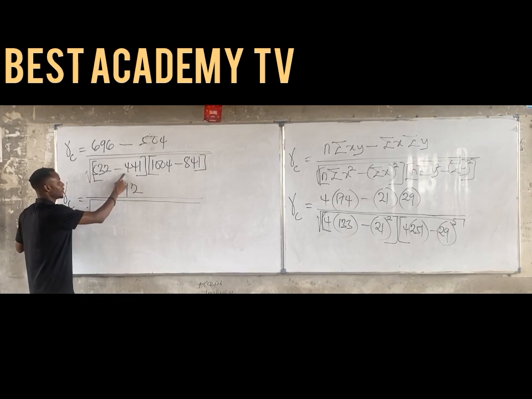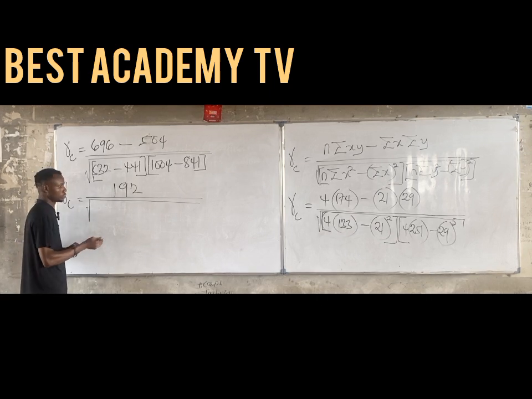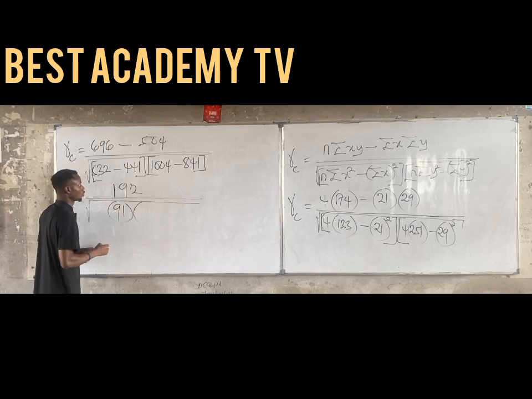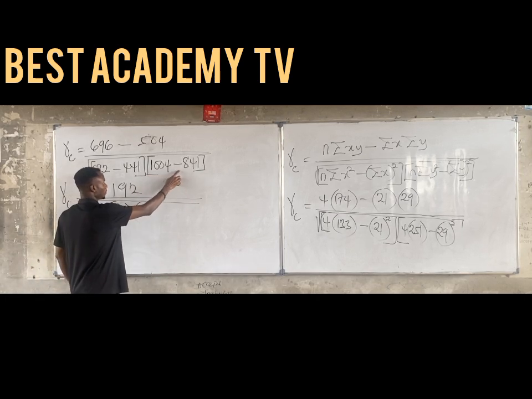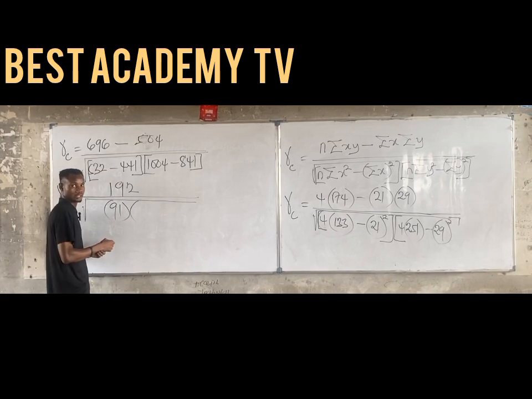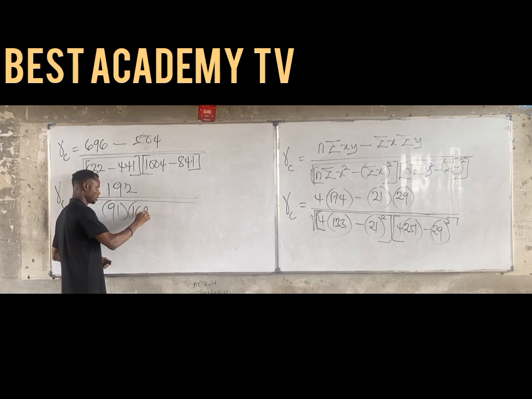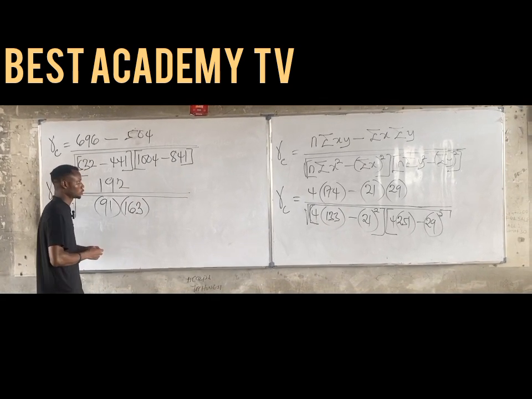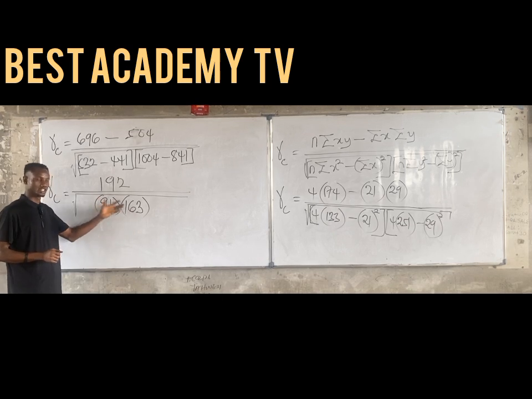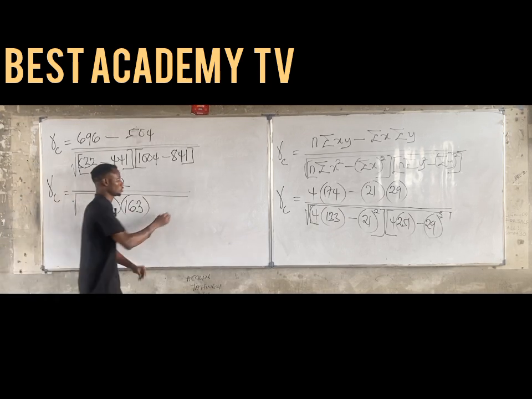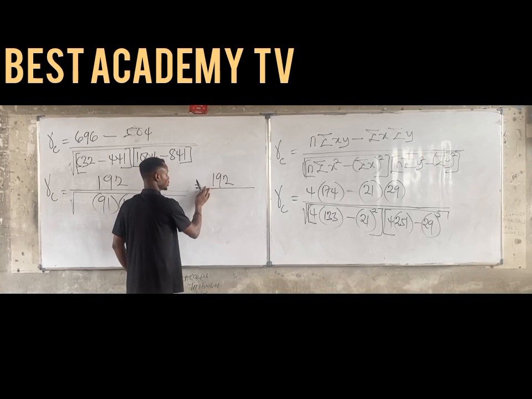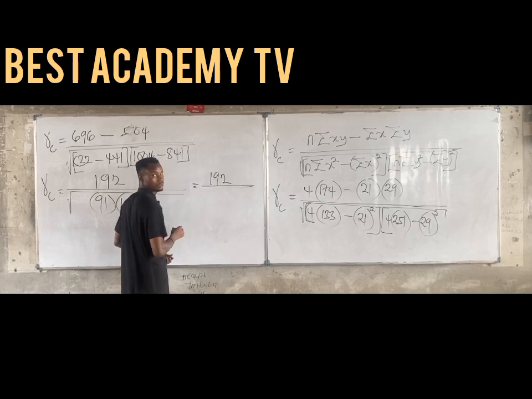Now 532 minus 441, that is 91, into this 1004 minus 841. What is the answer, please? 163. Okay. Now totally here, look at what you have to do. 91 times 163, square root of the result there. We can now write it down. That means it will be equal to 192 divided by the square root of that.